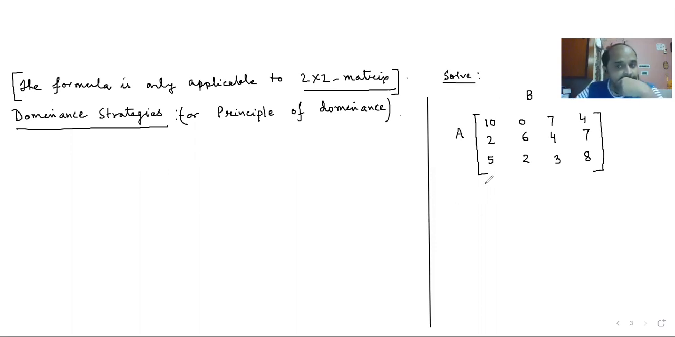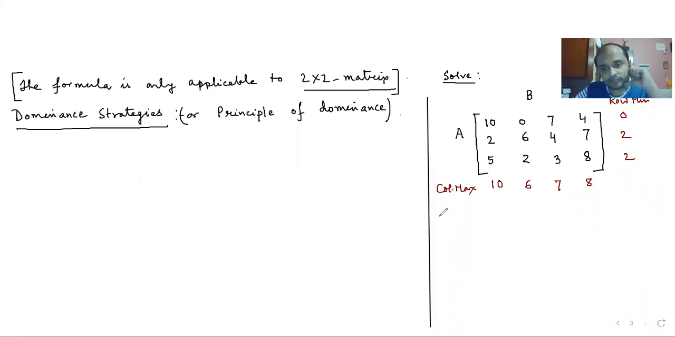Now, first of all, my first job is to check whether the maximin or minimax criteria is applicable or not. This criteria is not dependent upon the order of the matrix, so we can apply it anywhere. It's a very strong criteria. Let us check it. The row minimum in this case will be 0, here it is 2, here it is 2. The column maximum in this case will be 10, here it is 6, here it is 7, and here it is 8.